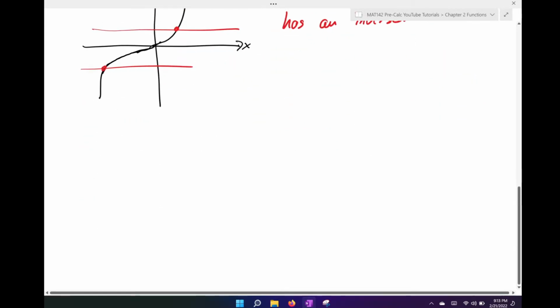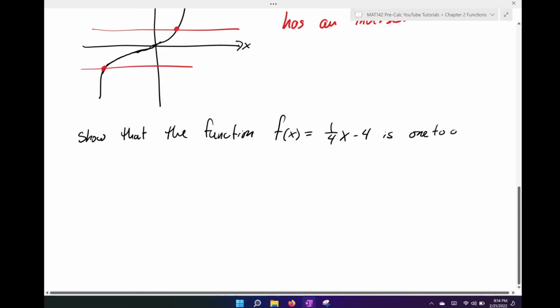I think it's really important. So we're going to show that the function f of x equals 1/4 x minus 4 is one-to-one.